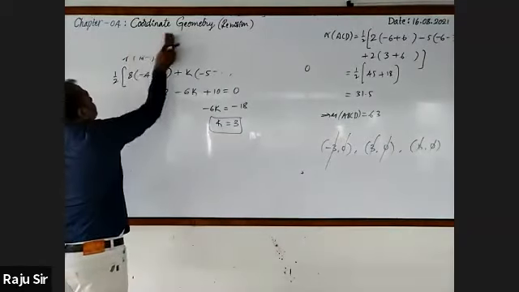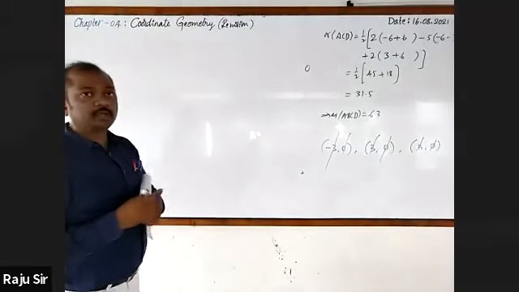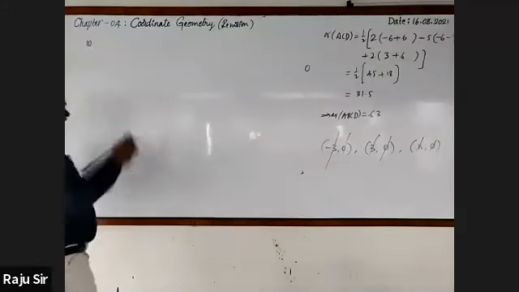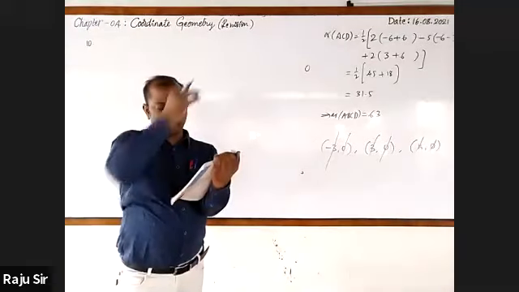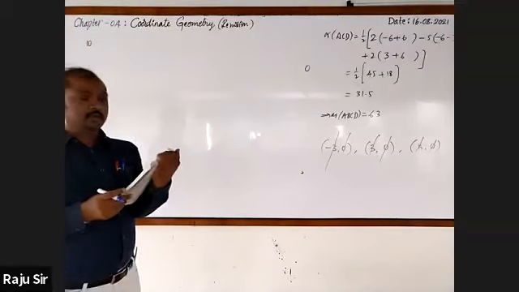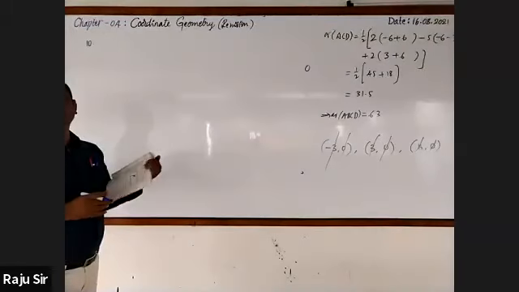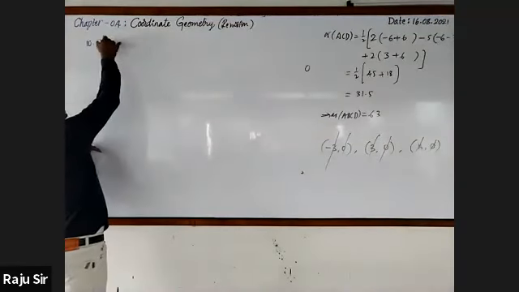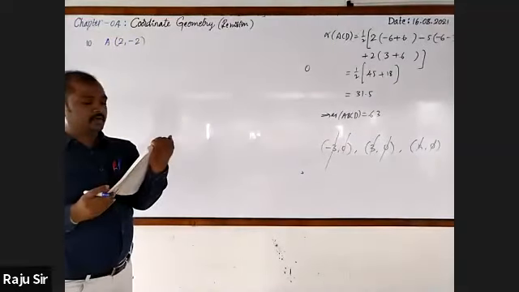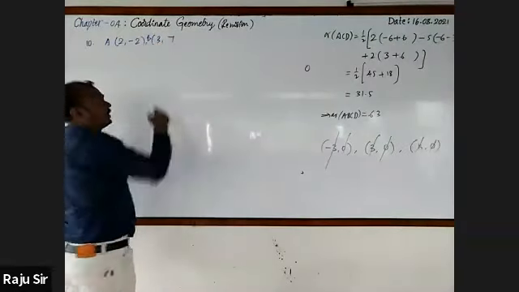The 10th one is an important one. We have already done some, but as we are recalling, there is a point 2 comma minus 2, which is in the fourth quadrant. Another one, 3 comma 7, first quadrant.